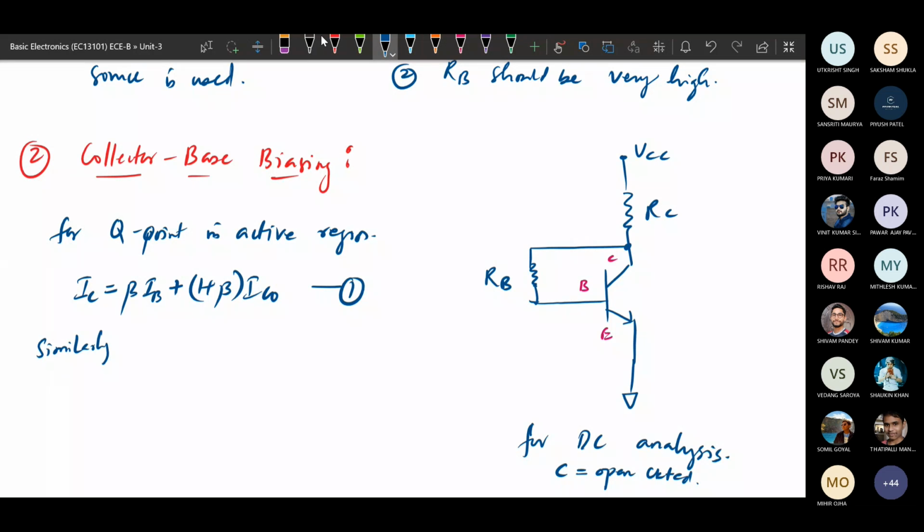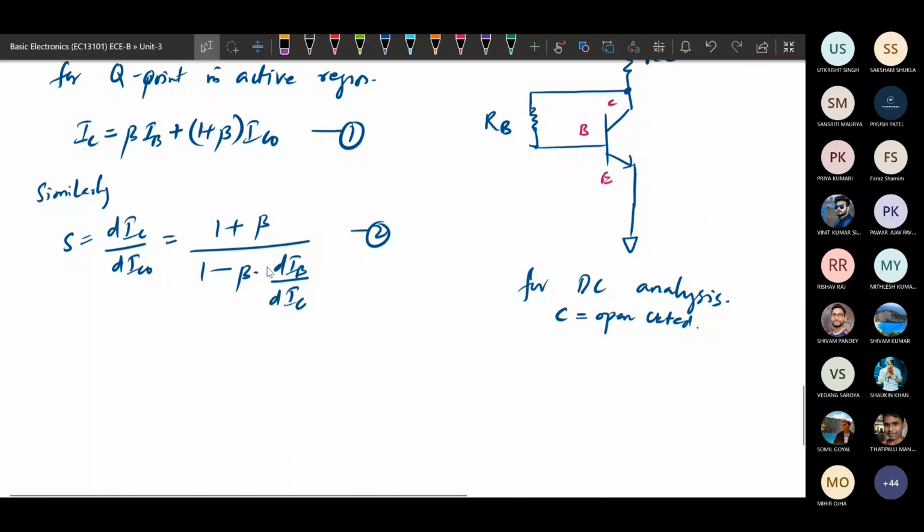Similarly, to get the stability factor, we need to find IC divided by ICO. The stability factor, del IC divided by del ICO, equals 1 plus beta divided by 1 minus beta times del IB divided by del IC. So this is equation number 2. Here we have considered VBE and beta as constant.